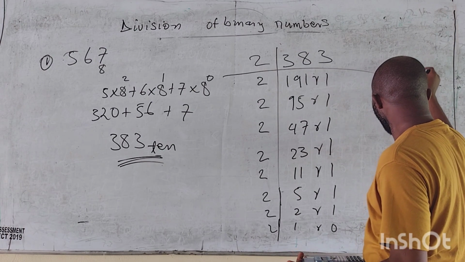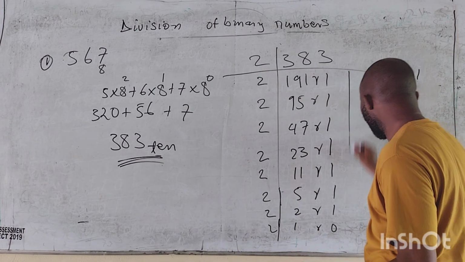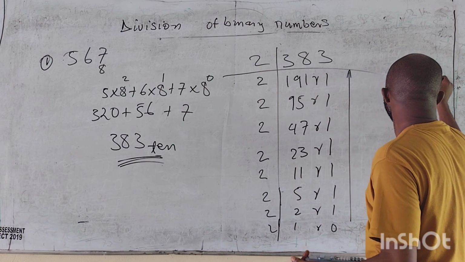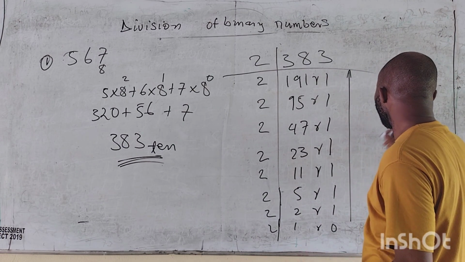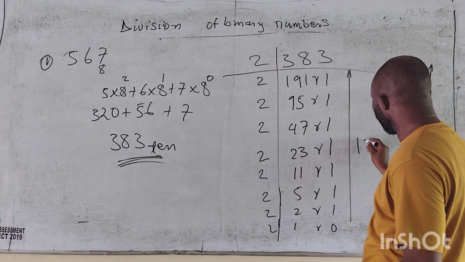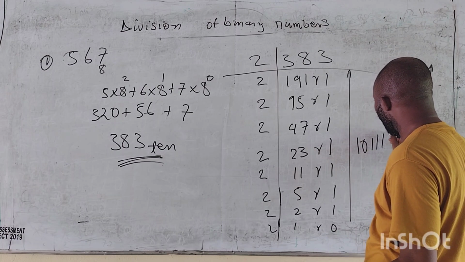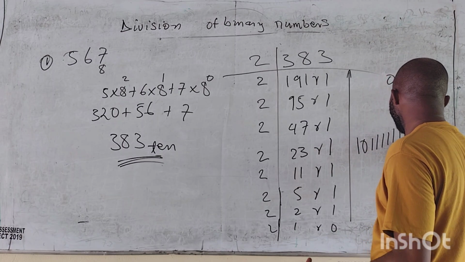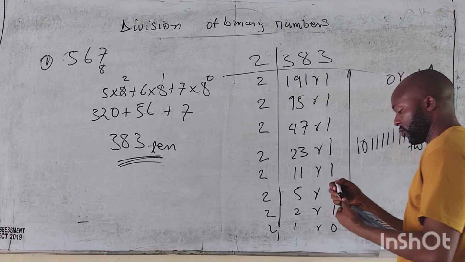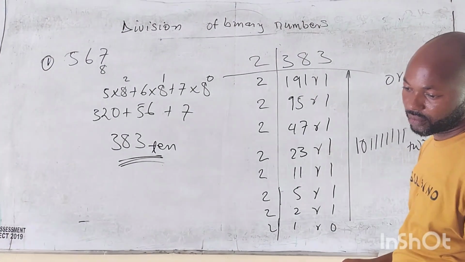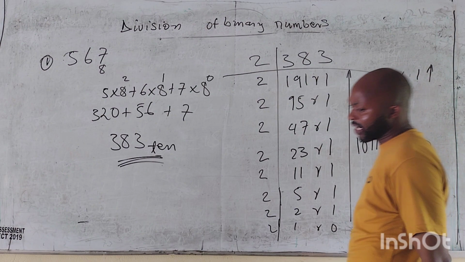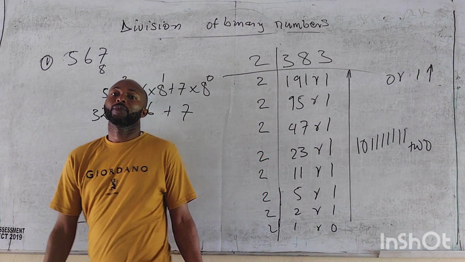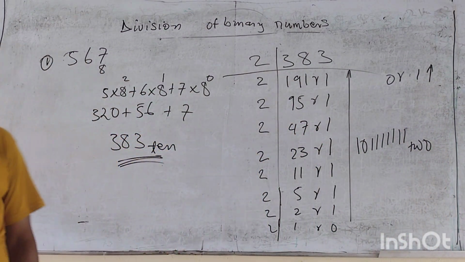Now 2 go to 1 is 0. Remainder 1. So if we are drawing our line up, start from the last one here, which is 1 0 1 1 1 1 1 1 1 in base 2. So that is how we roll, by doing the needful.